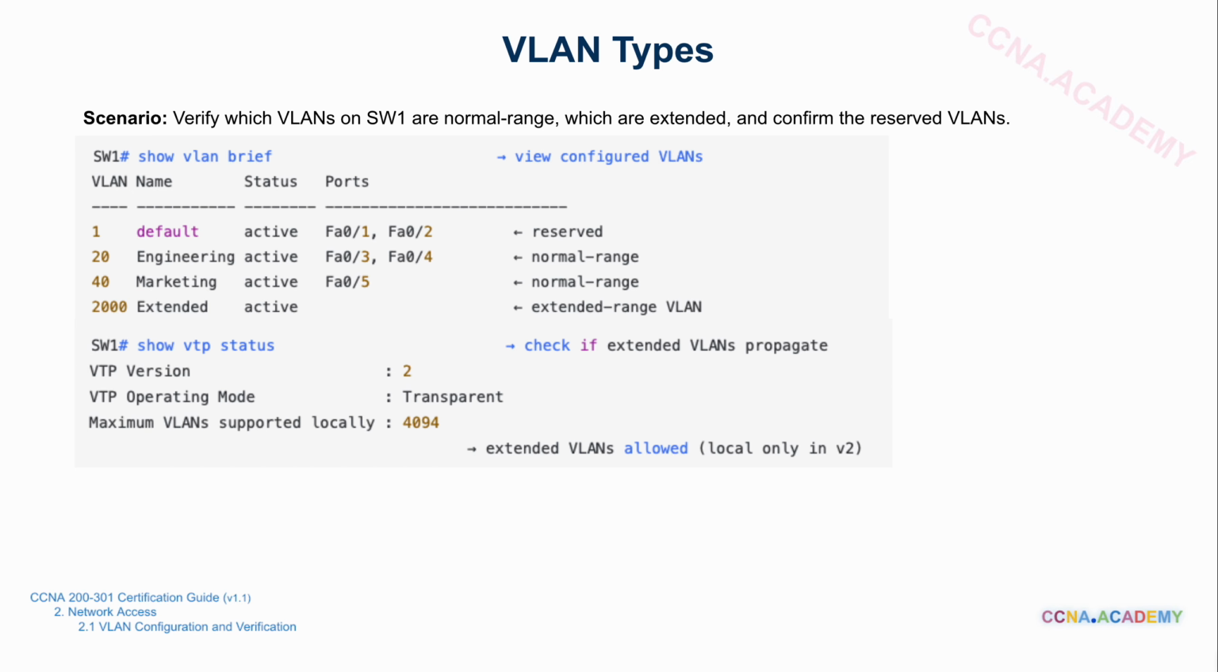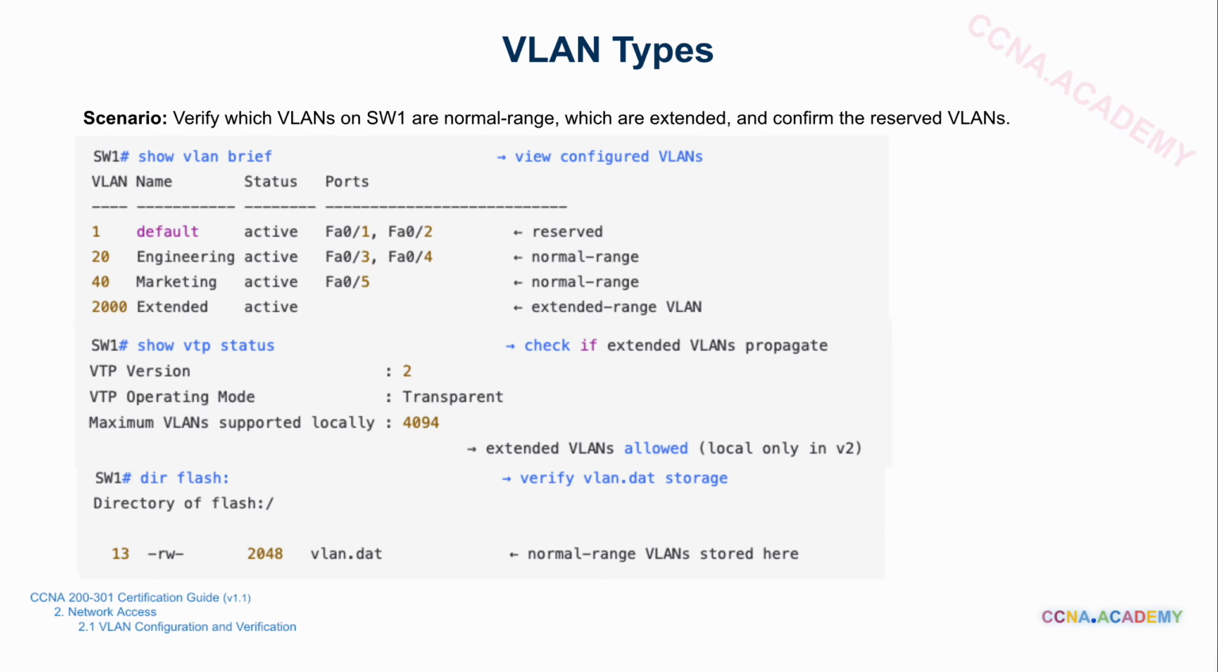Next, we check the VTP status to understand how those VLANs behave. The output confirms the VTP version and operating mode. In this case, the switch is running VTP version 2 in transparent mode, which means extended range VLANs are allowed locally but are not propagated to other switches.